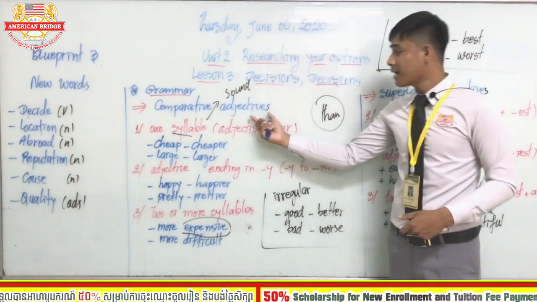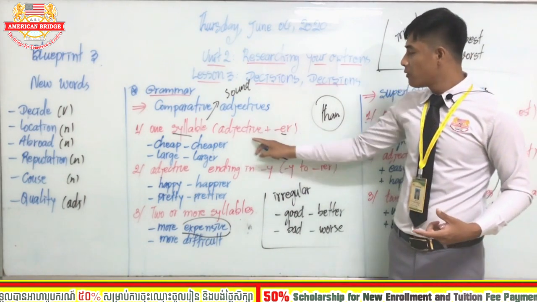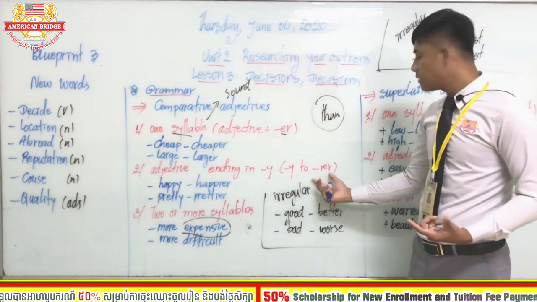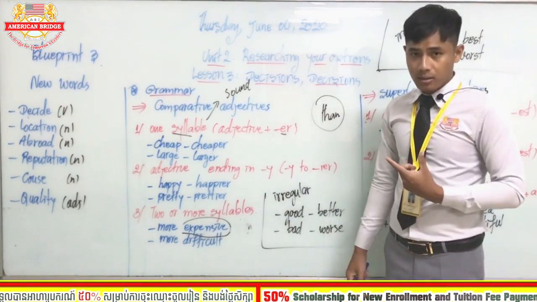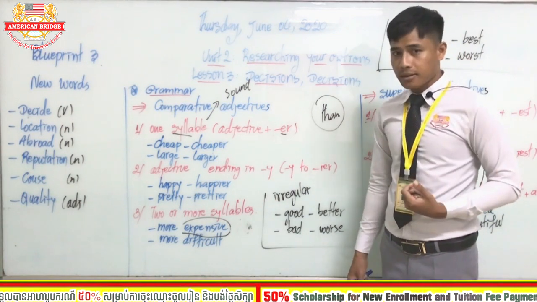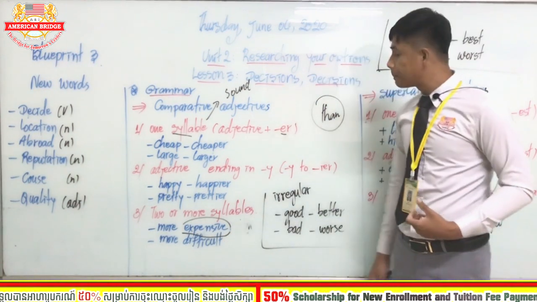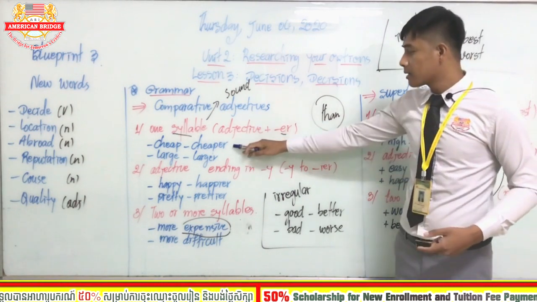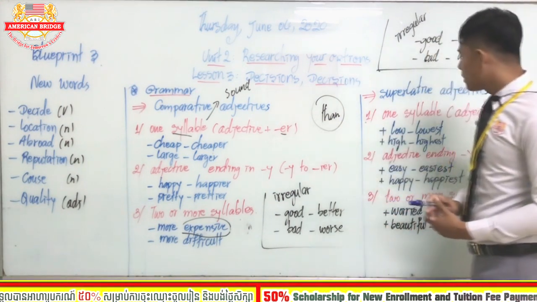Today we also learned about comparative adjectives. When we compare adjectives, we have to remember all of this usage. One syllable, we add er to the adjective. If that adjective ends in y, we change y to ier. If that adjective has two or more syllables, we add more before the adjective, for example more expensive and more difficult. If we want to compare things in a sentence, we add the word than, like blue marker is cheaper than red marker.